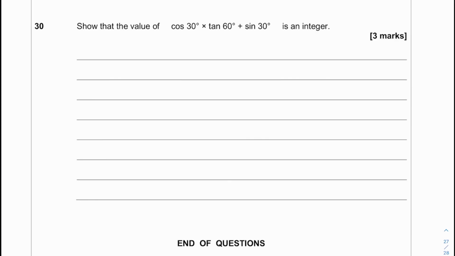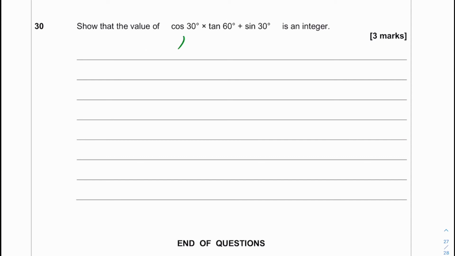Question 30, it's the last question on the paper and it's worth 3 marks. And it's one of those questions where if you don't know some of these things off by heart, you've got no chance of answering it basically. So we need to know cos 30, tan 60 and sin 30 off by heart. If we don't, it's essentially impossible to get any marks for this question.